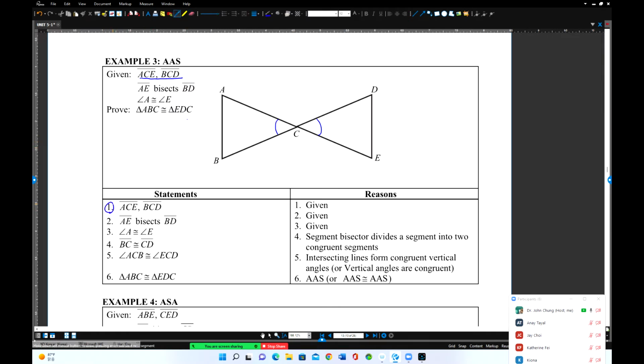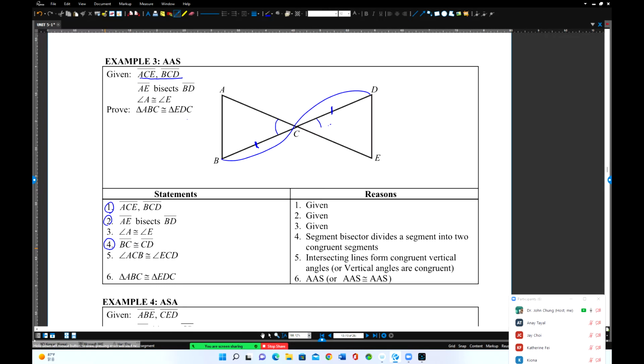Number 1 is given. Now we can use the vertical angles. AE is a segment bisector. AE bisects BD, so these two sides are congruent. We're going to say this one from here, number 2. AC and CE, isn't it? No. AE bisects BD, this one. So BC and CD are congruent.